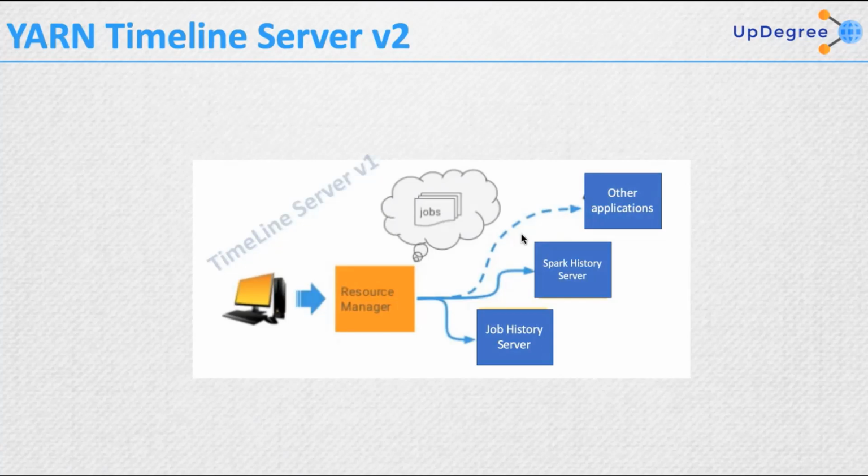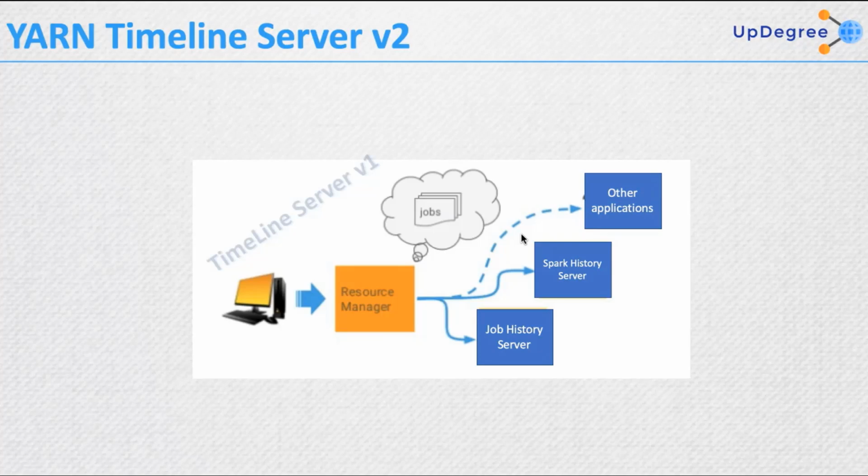So there the resource manager was able to leverage not only the job history server, but it was able to leverage the Spark history servers, any other application that you are running, their history servers, their application history servers as well. So in that way, the resource manager gets more capability to know about the other applications.